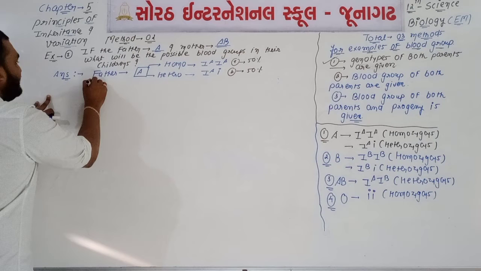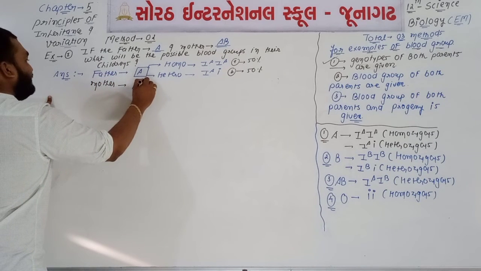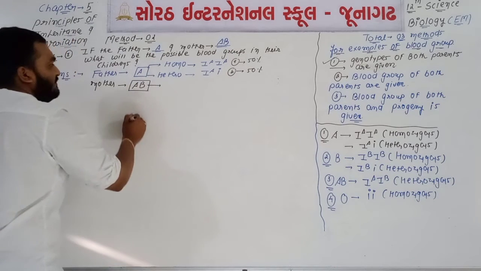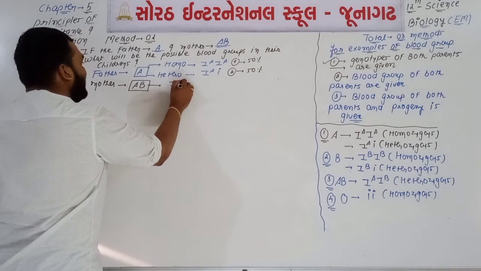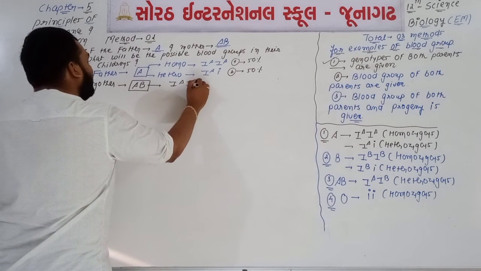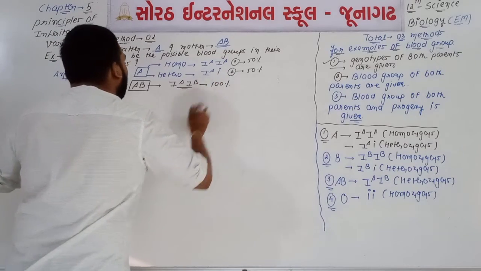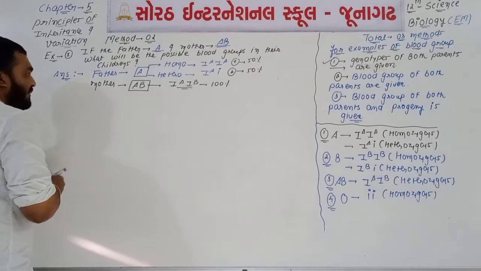What about the mother? The blood group of the mother is AB. AB is the blood group, so the genotype will be IA, IB. So only one type of genotype, meaning 100% IA, IB genotype. In this example we have two different types of options.